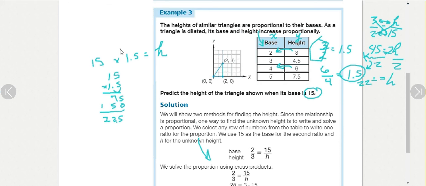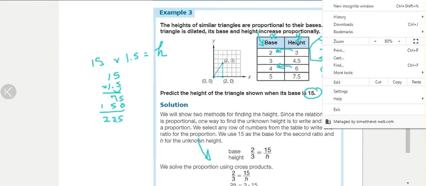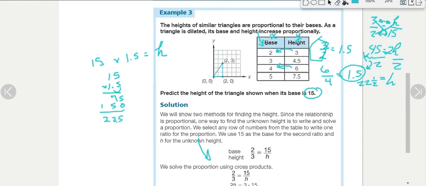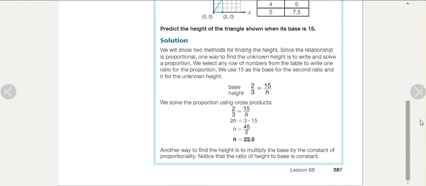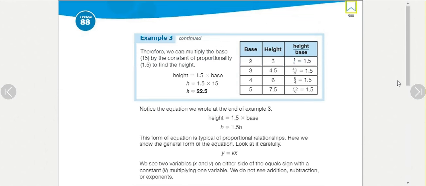So 22.5 is our estimate, as long as it maintains its proportion, right? And it says it will if it stays similar. Couple more to talk through here.